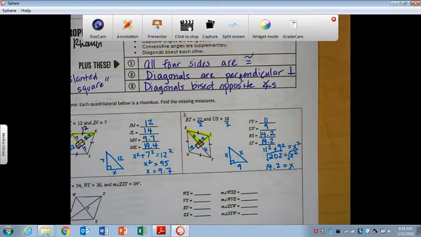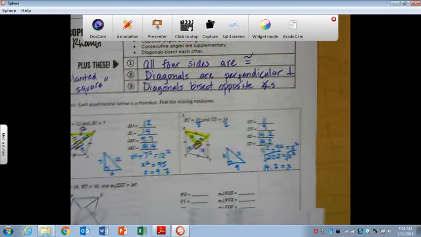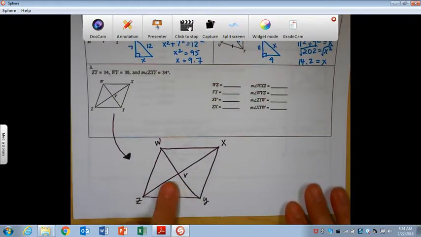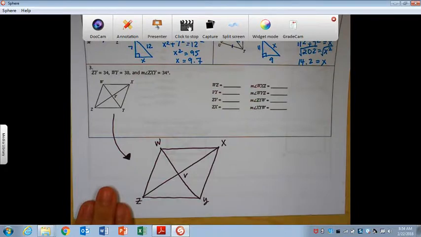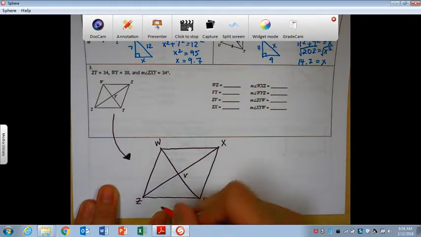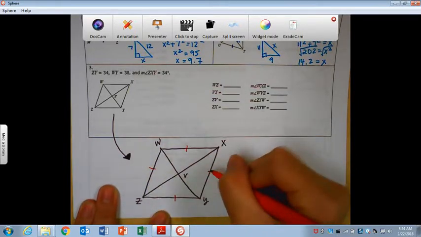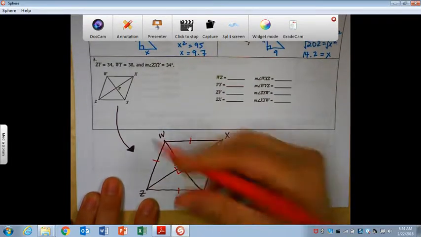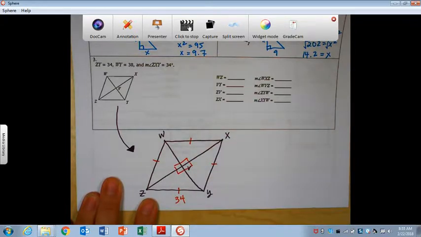Okay, so the last one is the most complicated one. I've drawn it here bigger so you can see everything. The first thing they give you is ZY is 34. So with rhombi, you mark everything up before you begin, and then ZY is 34, well all these things are 34. Next thing they give you is WY is 38.